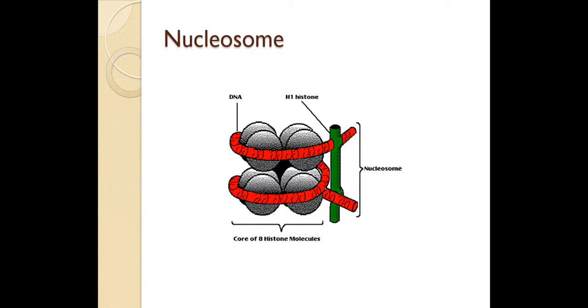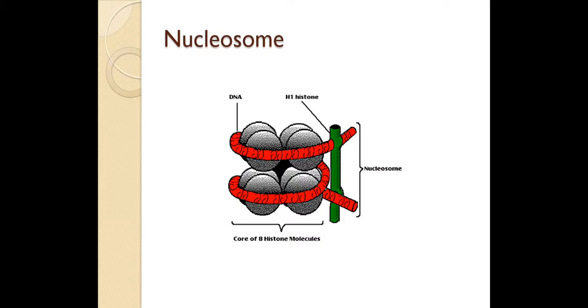Now look at the diagram of the nucleosome over here. You can see that there are 8 round structures. These 8 round structures are termed as histones. These are histone molecules, and these 8 histone molecules are termed as an octamer. They form the core, the central part of the nucleosome.